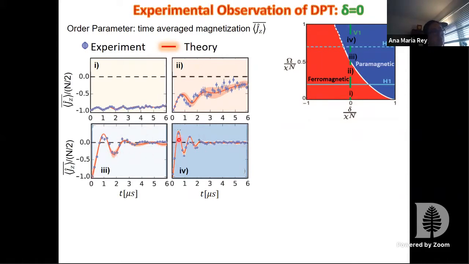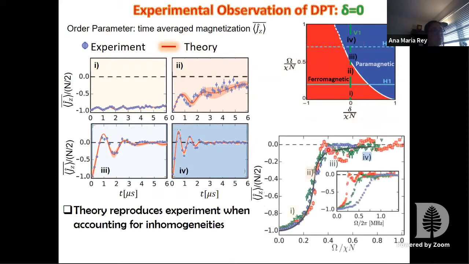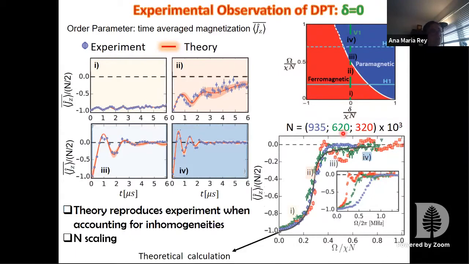You can understand this at the time average, because the time average goes to 0 as expected in the paramagnetic phase. We explore the phase transition as a function of the particle number, and we see that for different particle numbers, the lines almost collapse to a single one, and this solid line is the theory. So we can see the transition between a ferromagnetic and a paramagnetic phase where the order parameter vanishes, as a function of different atom number.